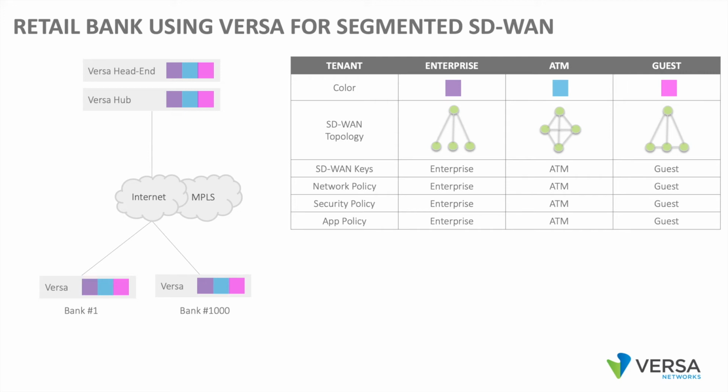So this is a retail bank, and what they wanted to do is have one tenancy for the enterprise network. They needed, for security purposes, to have a separate tenant for the ATM machines, and they wanted to have a completely separate tenant for the guest network. So every element here is multi-tenant. So the Versa head end is multi-tenant, the hubs are multi-tenant, controllers are multi-tenant, and then each branch participates in all 3 tenancies.